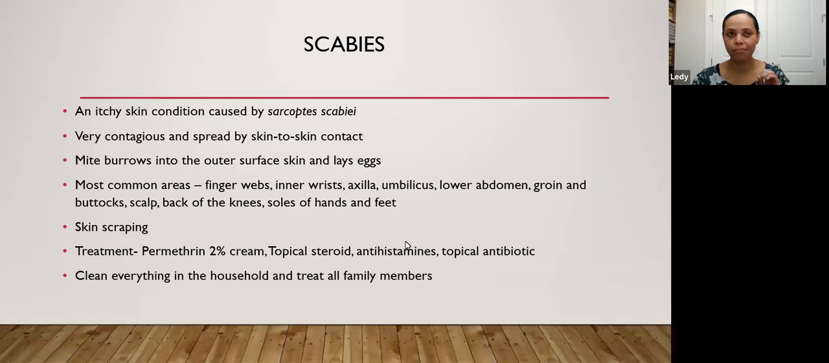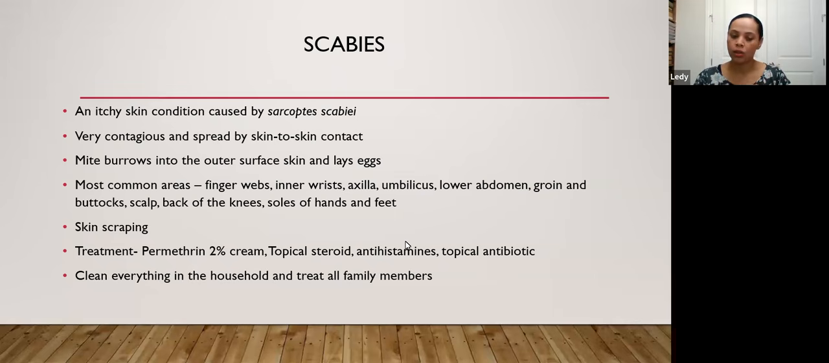And 9 out of 10, you don't want to say 100%, but 9 out of 10, when I see a little baby that's been itchy for a long time and has a rash on the axillas and around the diaper area, it's most commonly scabies. But in older patients, you're going to see it more clinically on the finger webs, between the toes, on the wrists, on the umbilicus area, but just keep that in mind. And sometimes you even see it on the scalp.